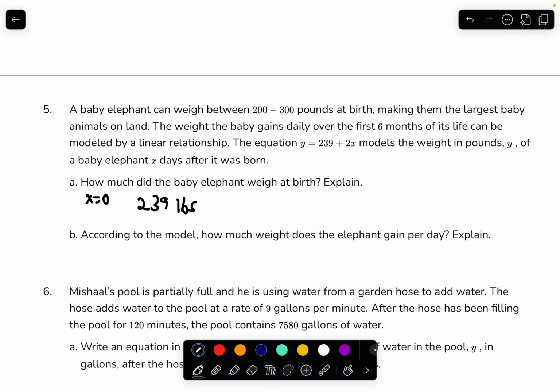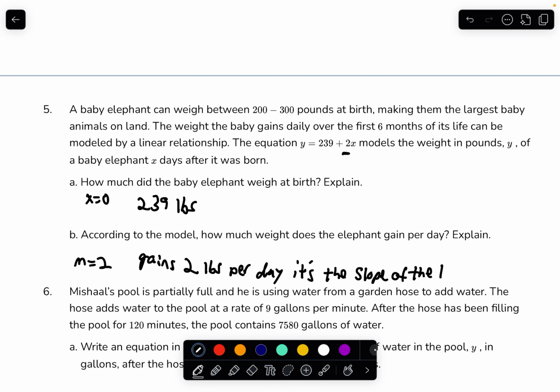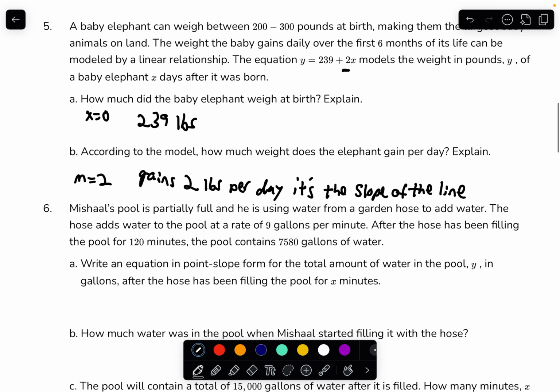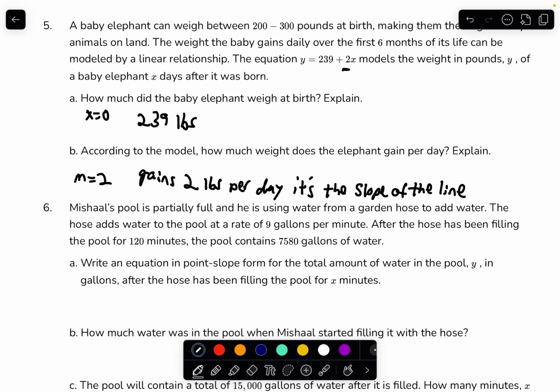LBS is the abbreviation for pounds. According to the model, how much weight does the elephant gain per day? Well, according to this, it's going to be the slope. So m equals 2, so it gains 2 pounds per day, all right? And it's the slope of the line, because the slope is the rate of change. All right, notice I'm using units. You got to use units on your answers.